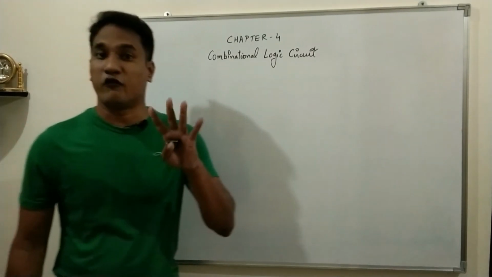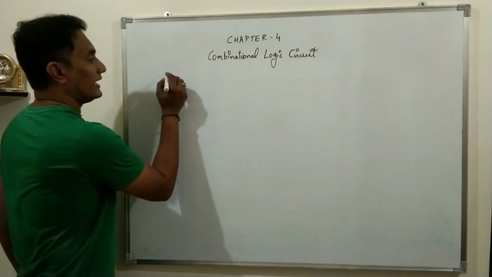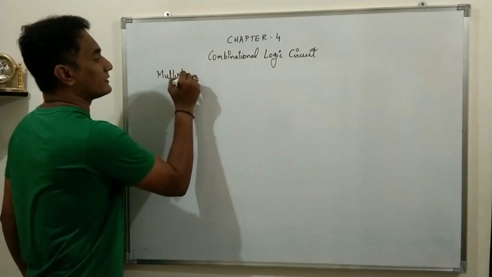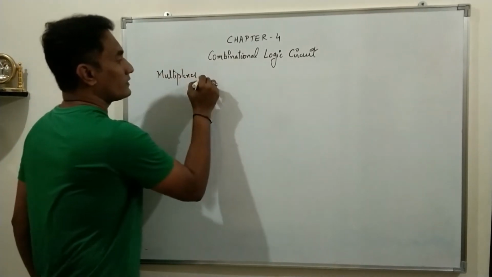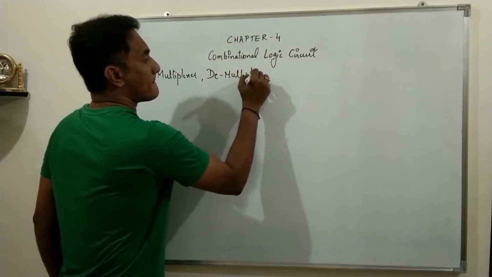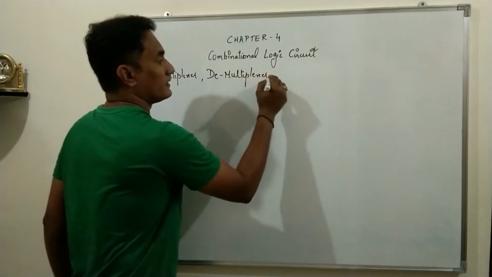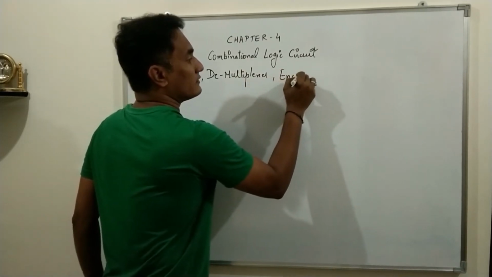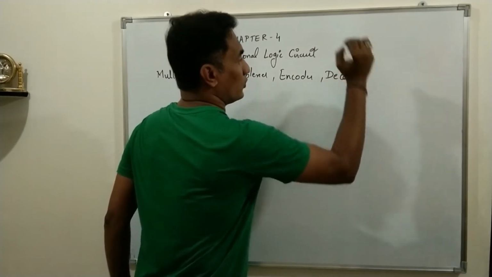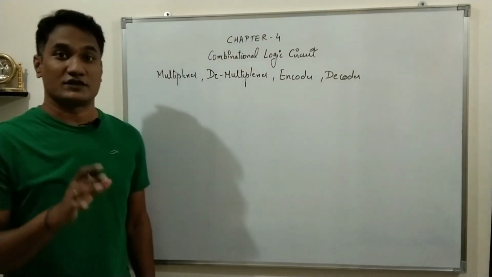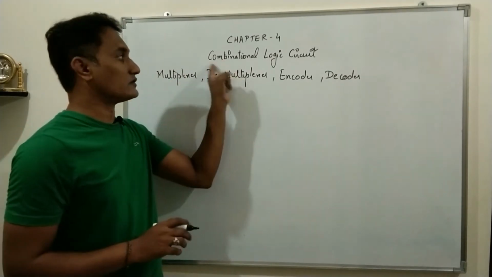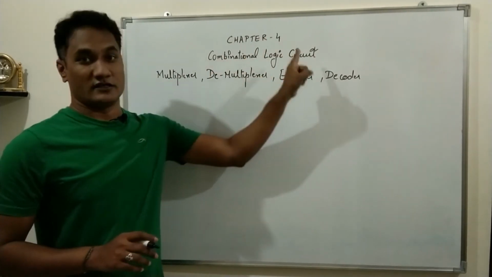Of course, there are 4 circuits which we have to understand. The circuits are multiplexer, demultiplexer, encoder, and decoder. All these circuits have to be designed using logic gates. Therefore, it is called a combinational logic circuit.